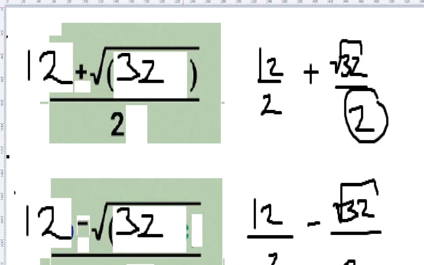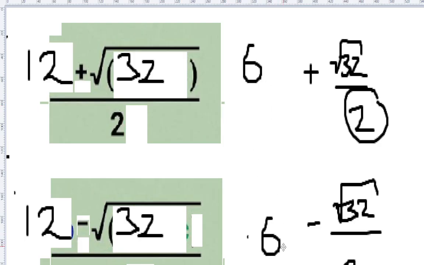12 divided by 2 is quite clearly 6 in both of them. That means this can be replaced as a 6. And this can be replaced as a 6. Now your teacher might say that's accurate enough. But note that sometimes you might say, well, can I divide 32 by 2? No, you can't.